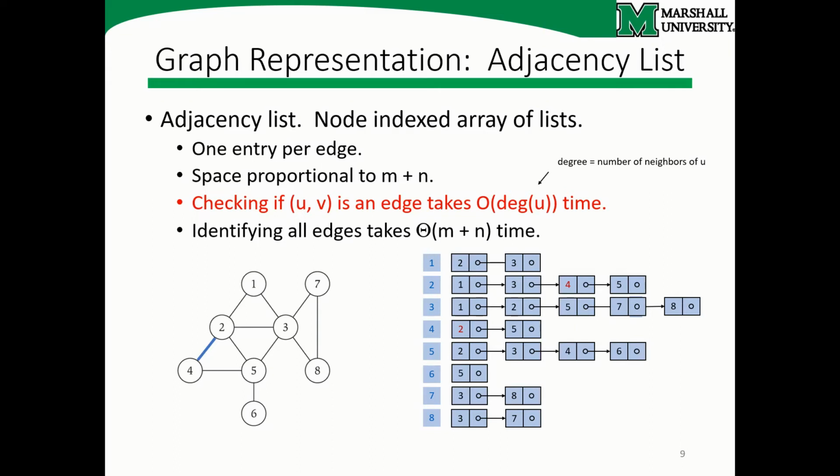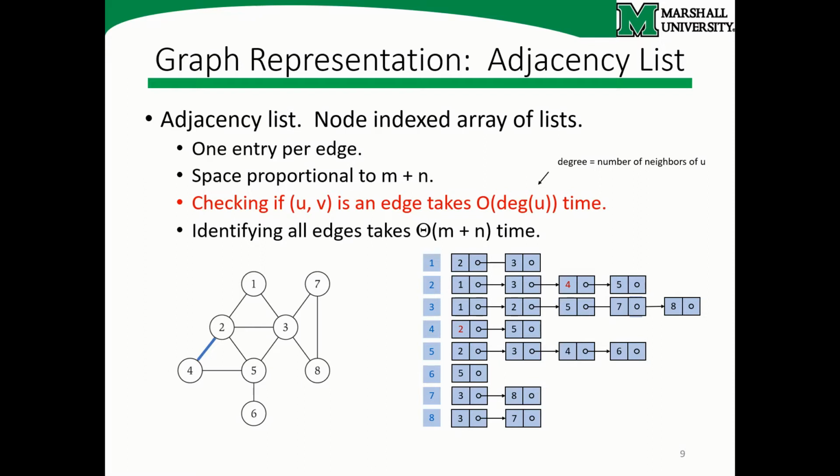Similar to the adjacency matrix representation, for an undirected graph, you can also see two entries that are stored in this picture. For example, the edge 4, 2 has two entries, one for 2 and one for 4. The advantage of this approach is it saves a lot of space. The space requirement for this approach is O(n plus m), number of vertices plus number of edges.